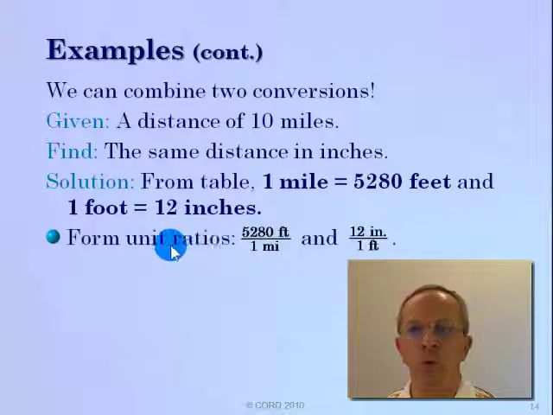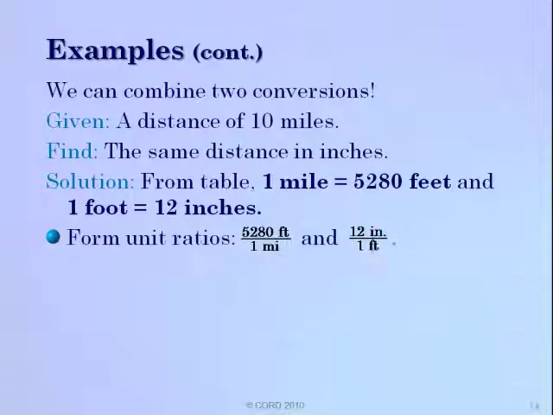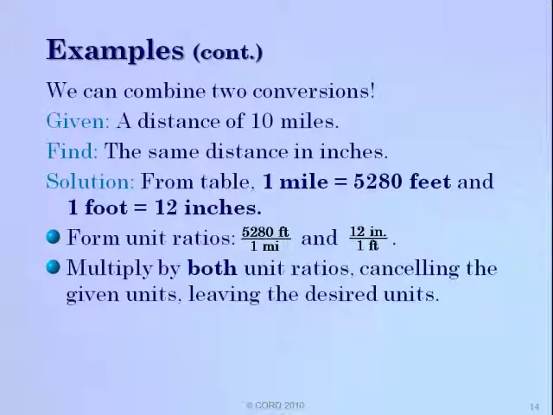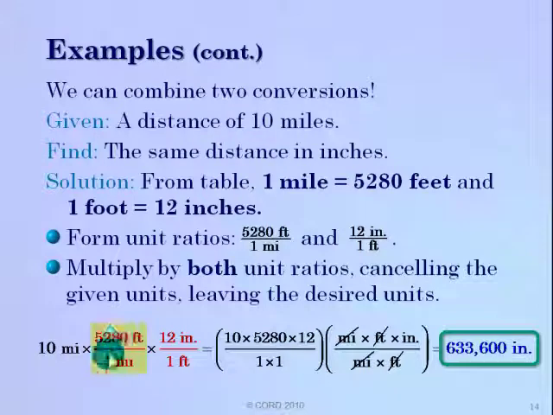So we can form two unit ratios now. We'll multiply by both unit ratios so that we can cancel the given units, leaving the desired units. I expect that you can see the pattern that we're beginning to develop here. We'll pick the unit ratios that will end up with canceling the units. Now this one is a little bit more complicated, but you'll notice that we want the miles to cancel first of all. So we'll pick our unit ratio 5,280 feet over 1 mile, right?